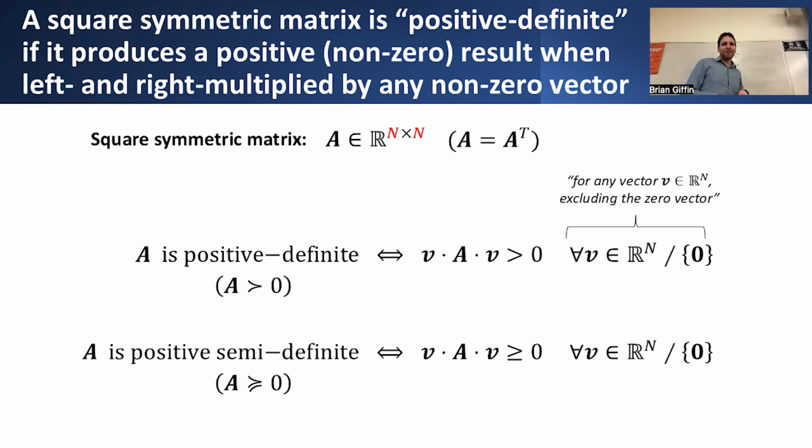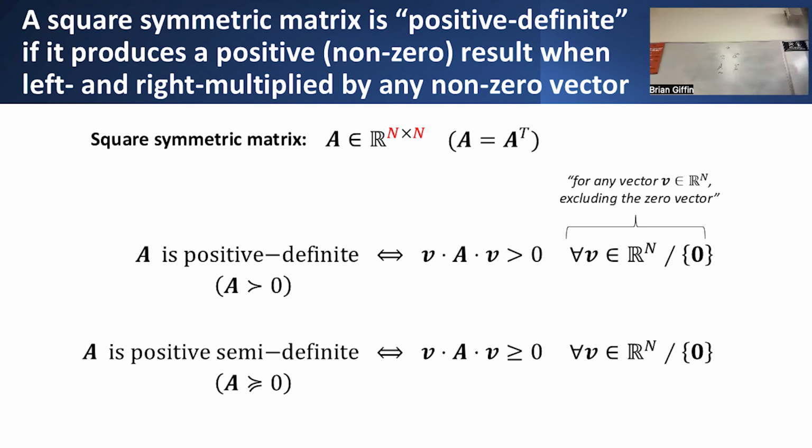Before we get to that, there are some other terms that are probably worth knowing. One in particular is this notion of positive definiteness. If we have a square matrix which is also symmetric, so a square symmetric matrix, similar to what we considered before, with n rows and columns. If you transpose that matrix, you get back the original matrix, so it's symmetric.